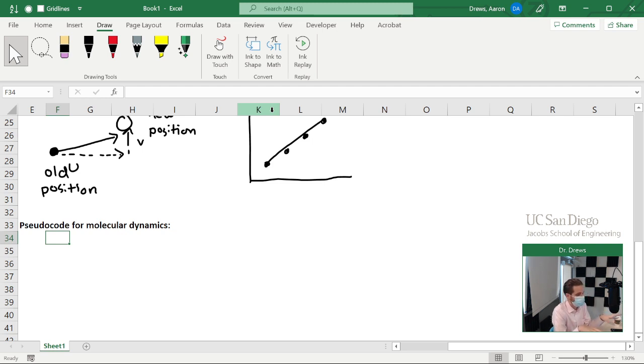All right, most molecular dynamics simulations, in fact, most approaches that we have to problem solving get split into 3 chunks. The first is initialization.